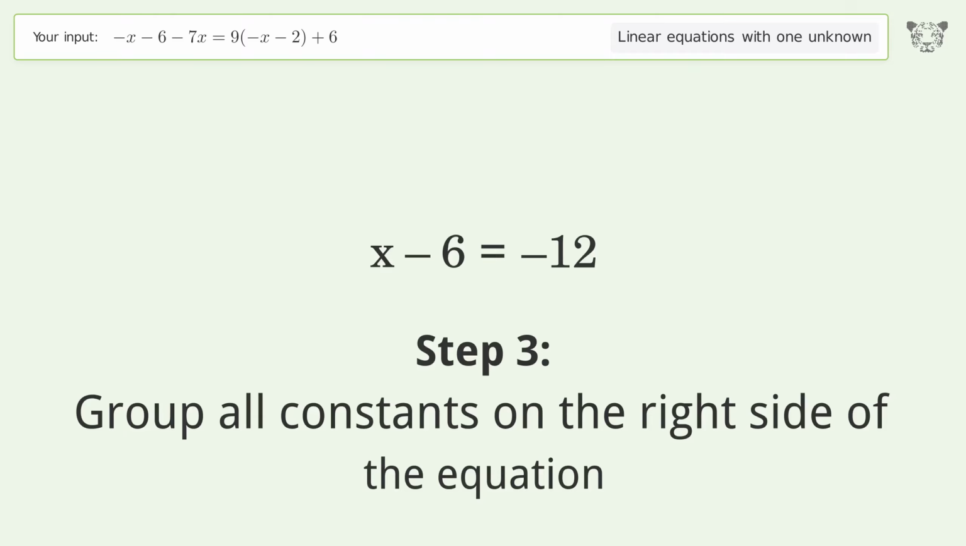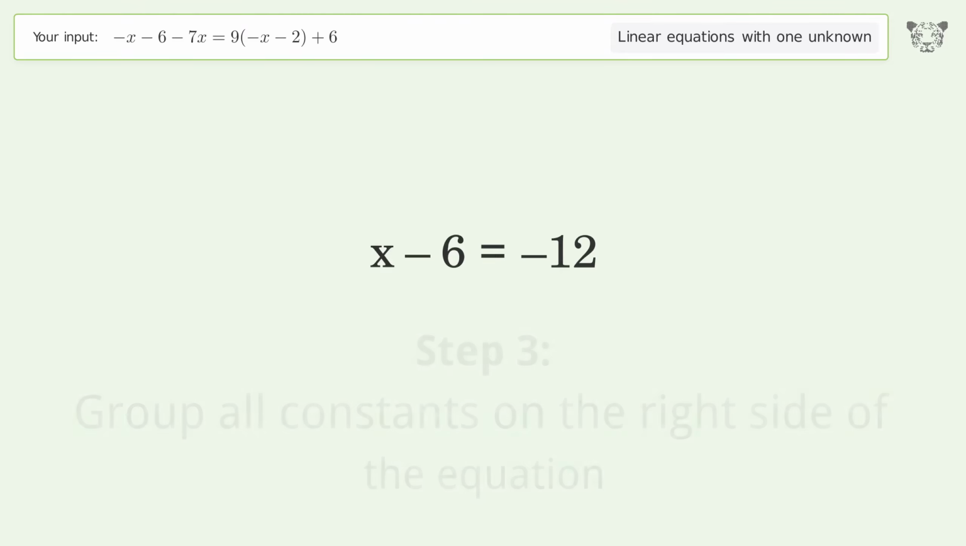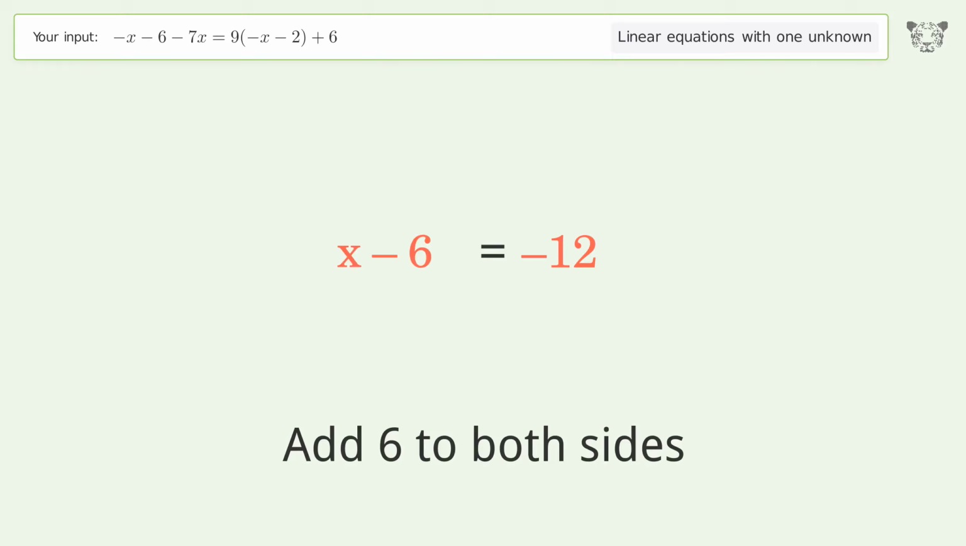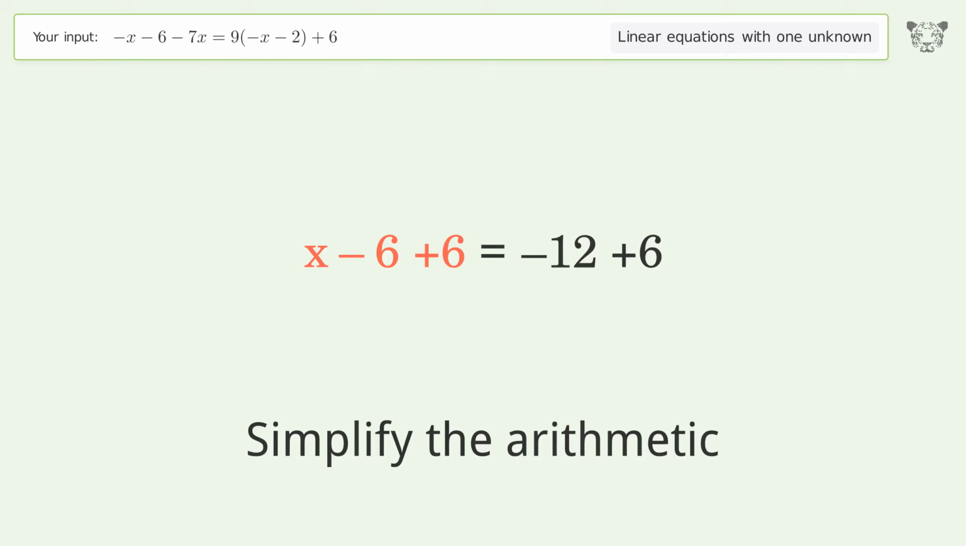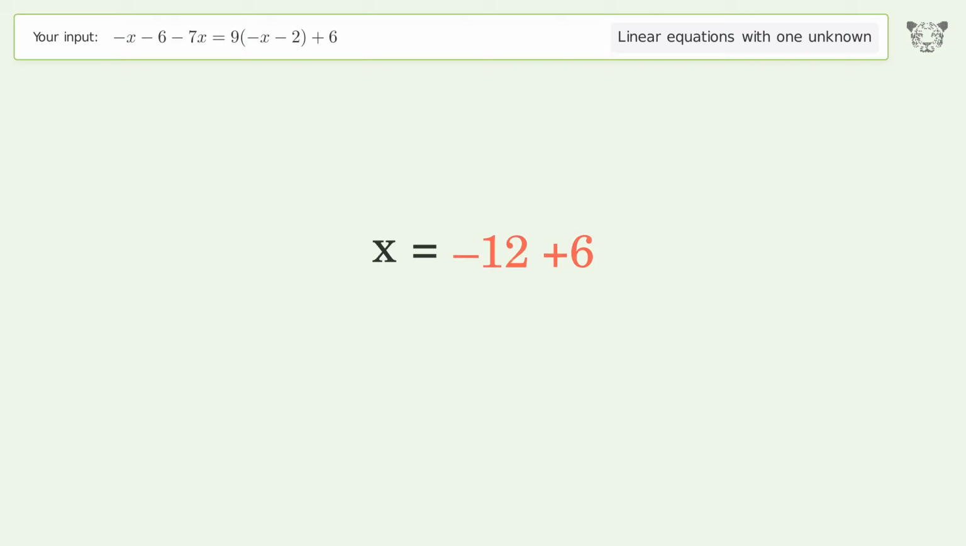Group all constants on the right side of the equation. Add 6 to both sides. Simplify the arithmetic. And so the final result is x equals -6.